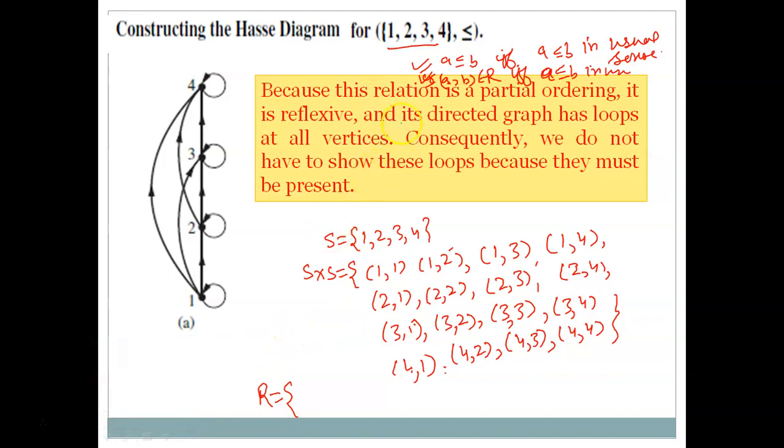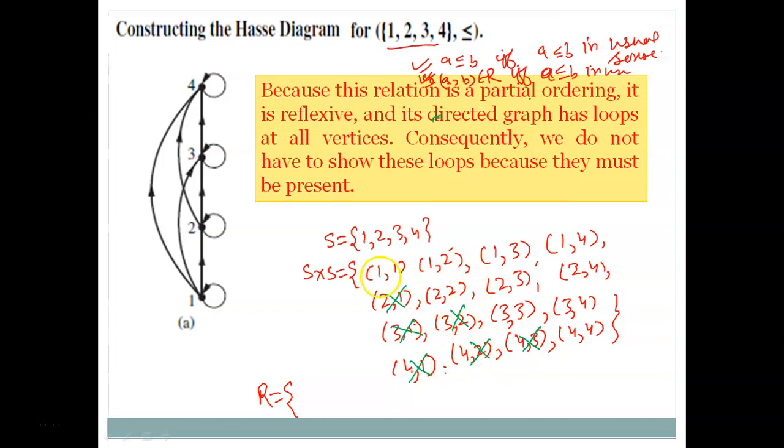For example, here 1 is less than or equal to 1, this is okay. 1 is less than 3, this is okay. 2 is not less than or equal to 1, so it will not be in the relation. Rest of the things will be in the relation. This will not be in the relation because the first element is not smaller than the second. So the remaining elements will be present in the relation.